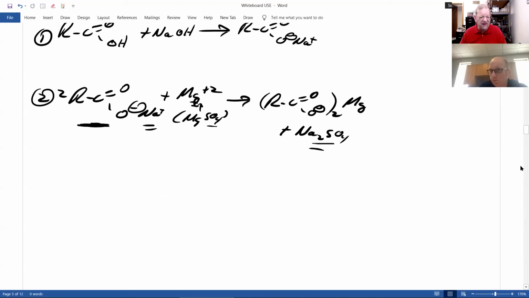Let's assume the molecular weight here is X. Over here, this thing approximately, the molecular weight is 2X. Now, does the molecular weight of R and what this magnesium salt would be play a role in water solubility? And the answer is, I'm not going to tell you. You go in the lab and find out.